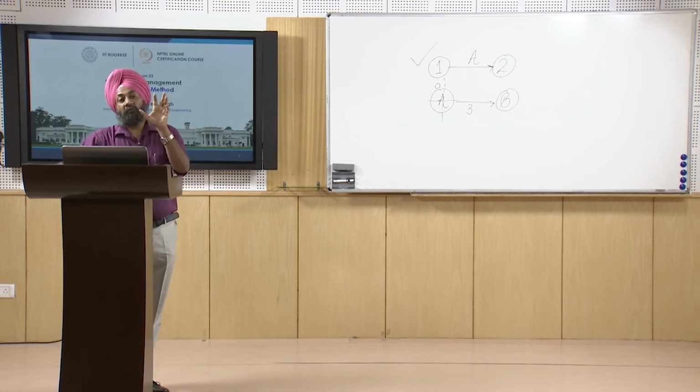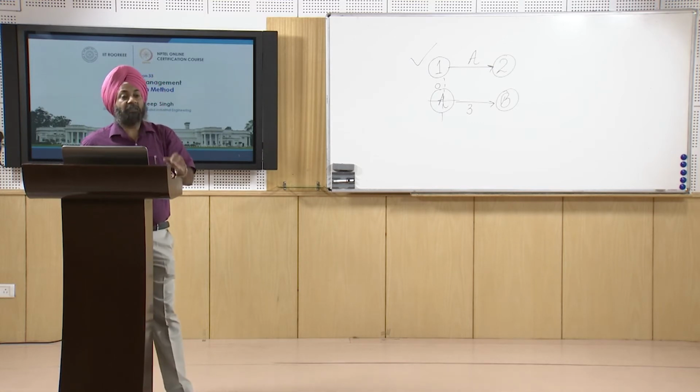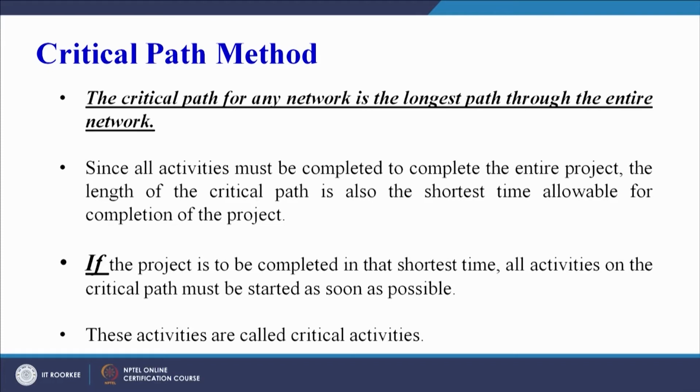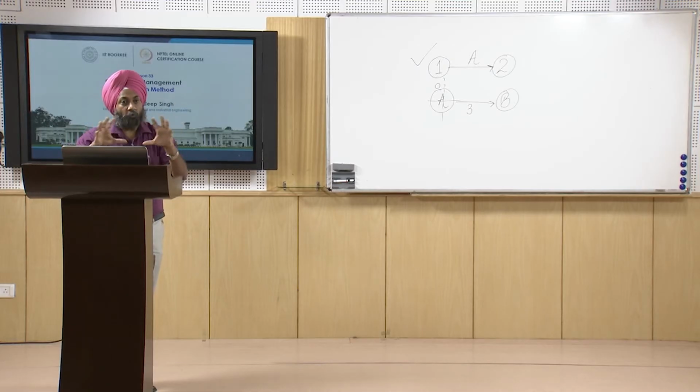And then once we have drawn the project network, we will do the calculations to find out what the critical path for this project is and what activities lie on the critical path. So what is the critical path? The critical path of any network is the longest path through the entire network. Starting from the start node to the end node, the critical path represents the overall time duration for completion of the project.